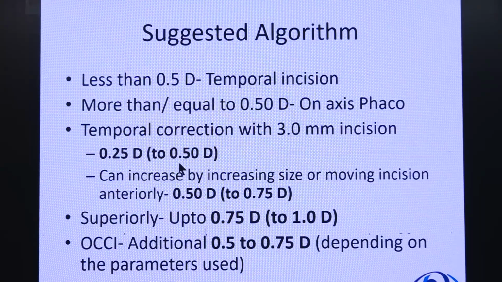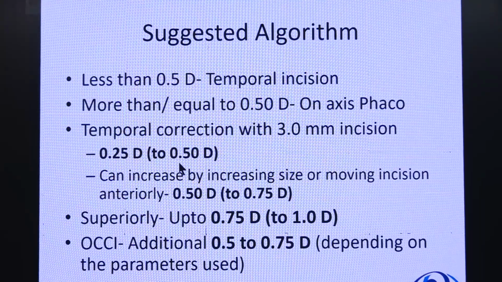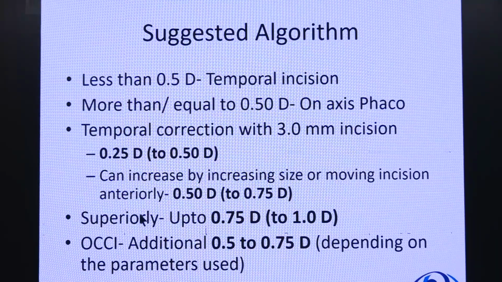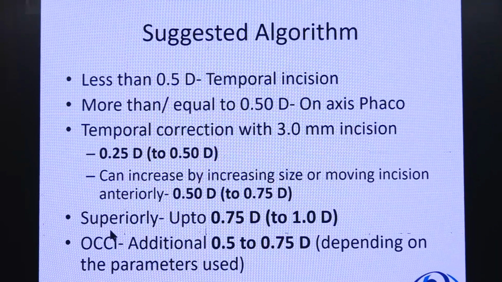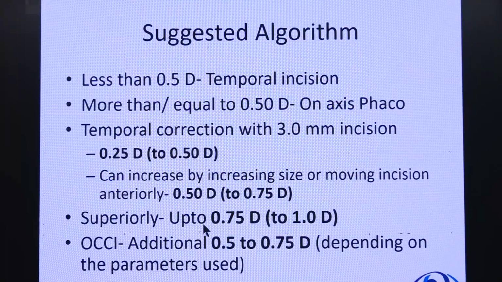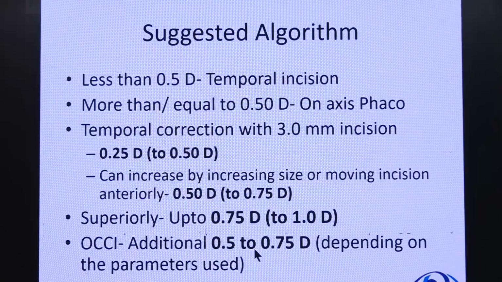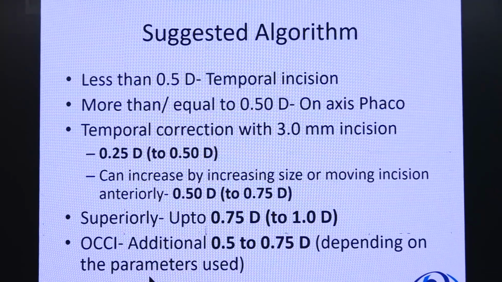You could probably go up to 0.5, pushing the incision anterior. You can increase by increasing the size or moving incisions anteriorly, as I said, up to 0.5. Superior incisions, you can correct up to 0.75 diopters. OCCIs will give you an additional 0.5 to 0.75 diopters depending on the parameters used.